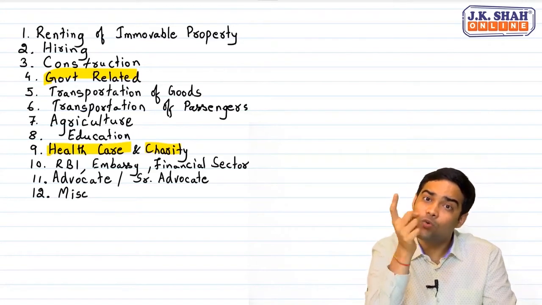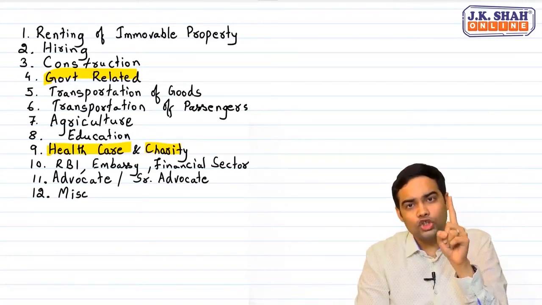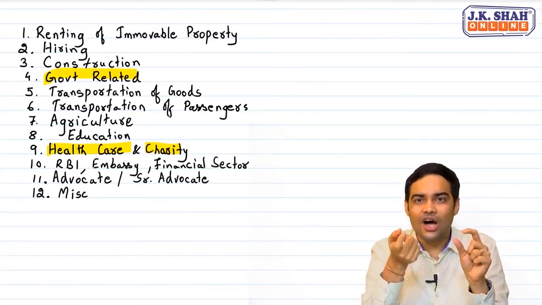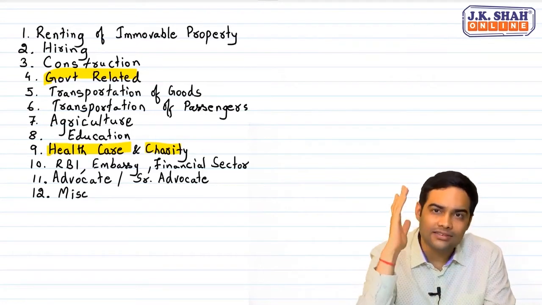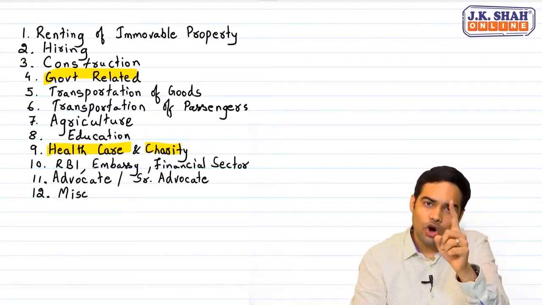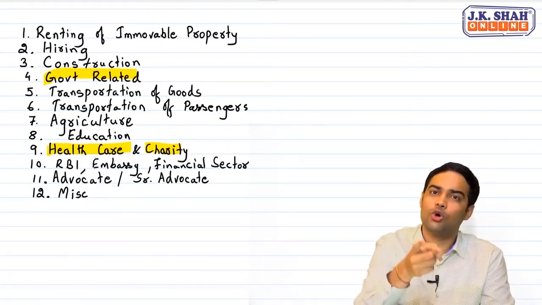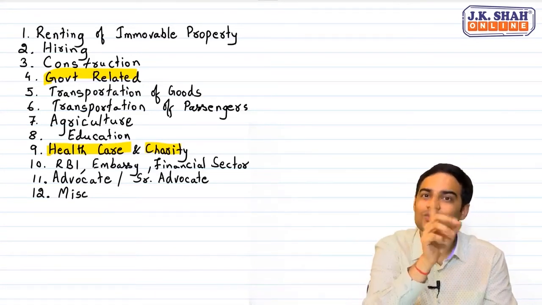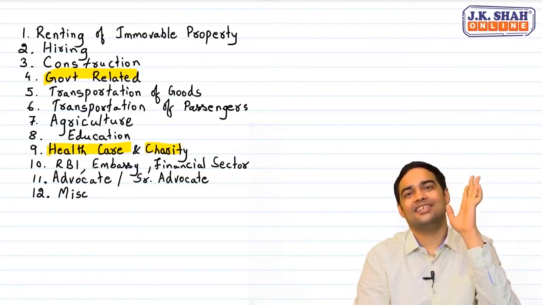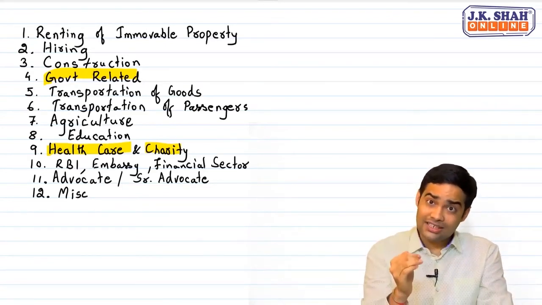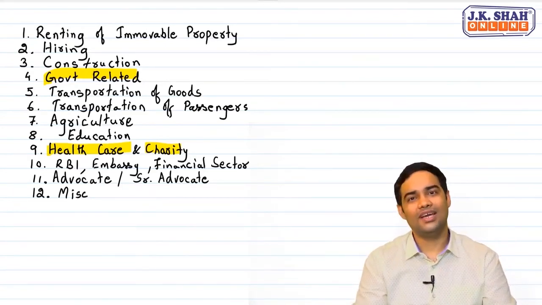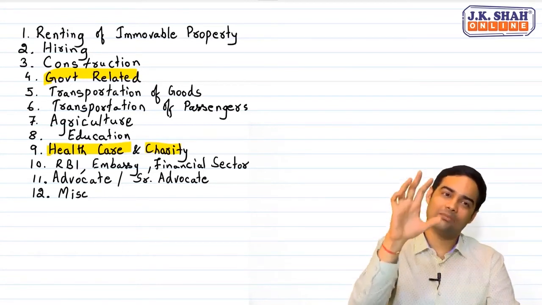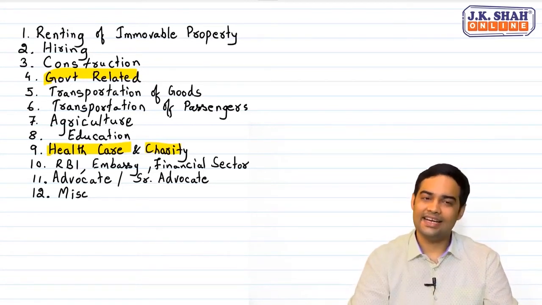Now let me tell you what is taxable. For shop, if you are charging 10,000 or more per month, then it is taxable. For halls, 10,000 or more per day, then it is taxable. For rooms, 1,000 or more per day, then it is taxable. That means below these limits, exemption would be available. So this was about charity and healthcare.